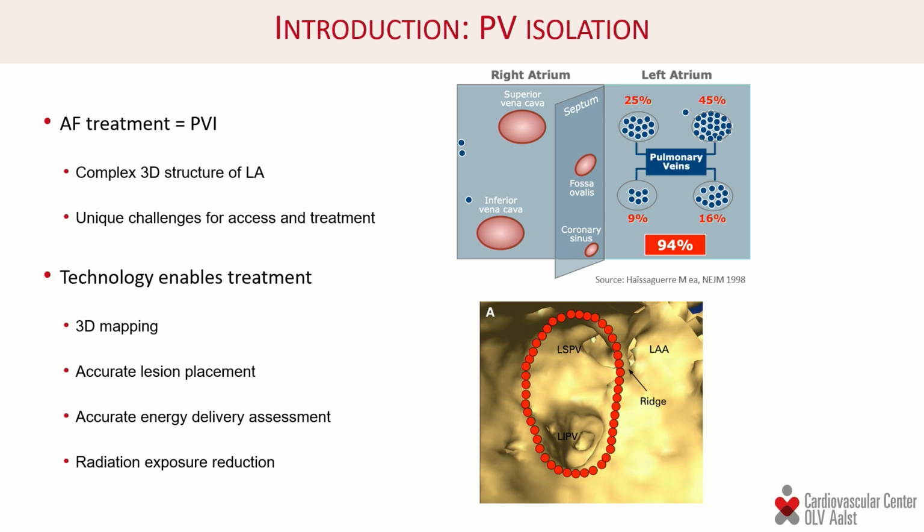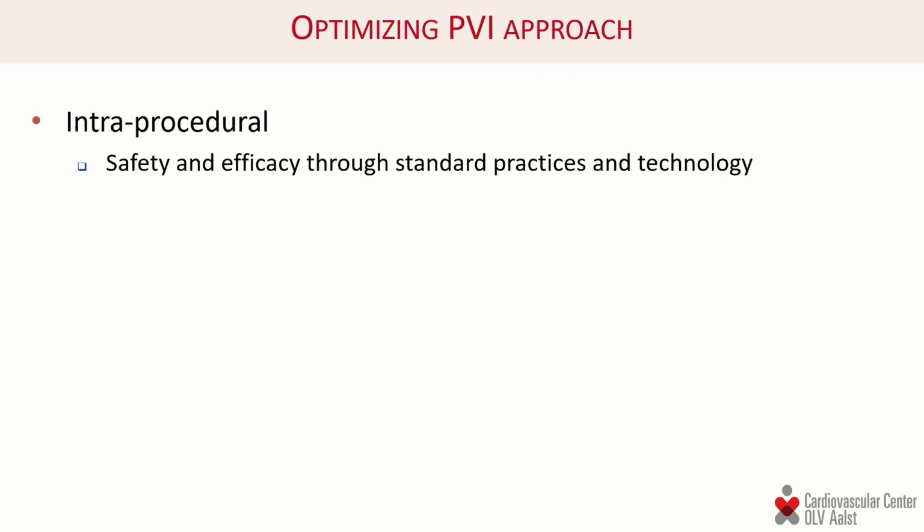Advances in technology such as 3D mapping, such as knowing where you put your lesions, such as knowing whether you delivered enough energy, and technologies to reduce radiation exposure have tremendously increased the efficacy of PV isolation. The efficacy of PV isolation can be improved on several levels. You can intuitively start thinking about intra-procedural efficacy improvement, safety and efficacy enhancements through standardization, through some of the technology enhancements I've discussed, and some of them you will see throughout this workshop.